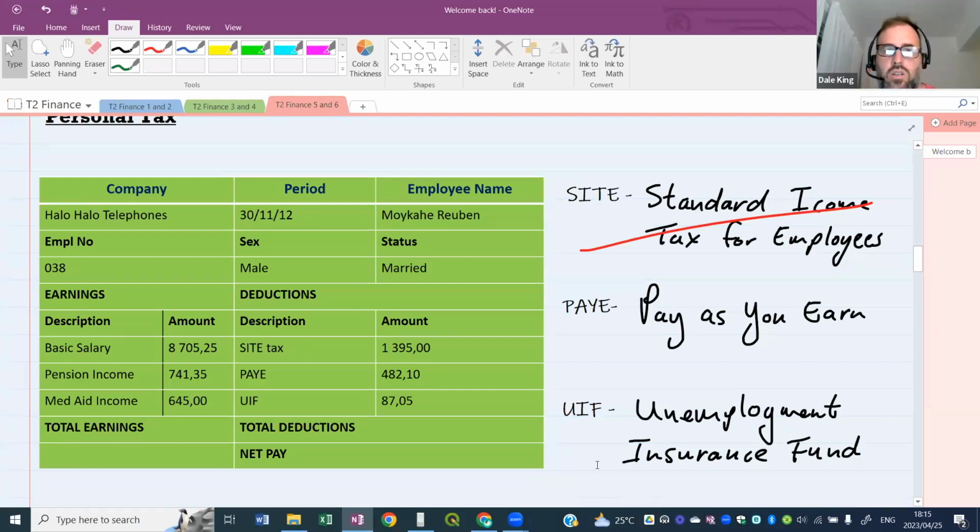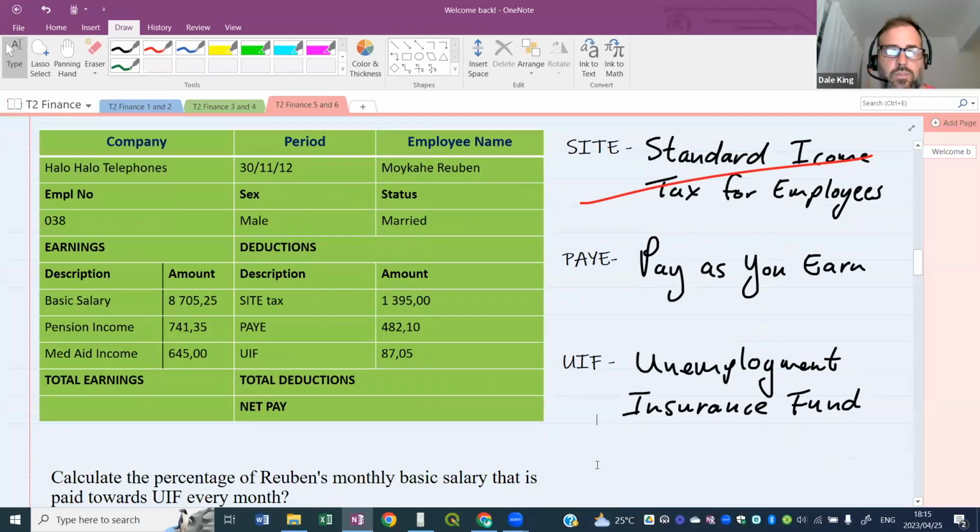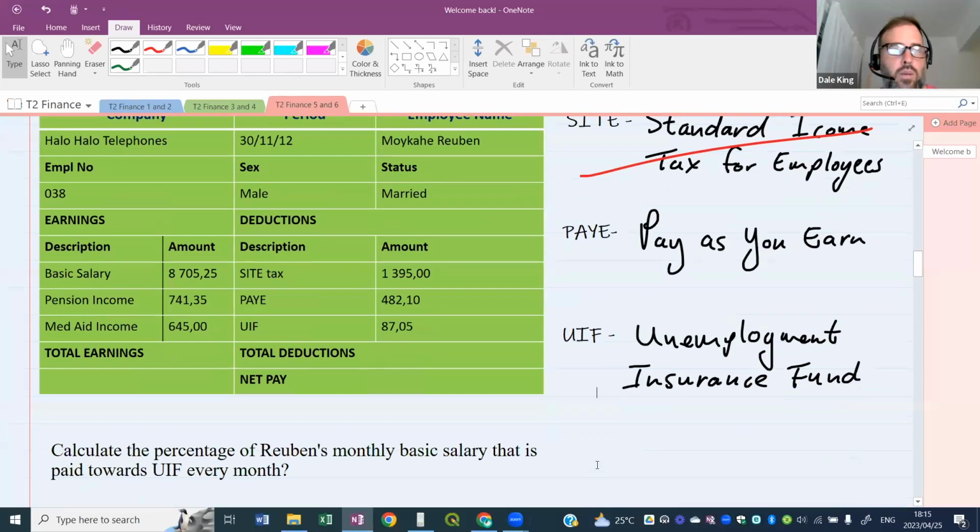So let's answer some questions based on this information here. Question number 1, here we go. Please can you calculate the percentage of Ruben's monthly basic salary that is paid towards UIF every month? Now, I know what you guys are thinking. We know what it is. But I want you to show me how we can actually prove what that percentage is.